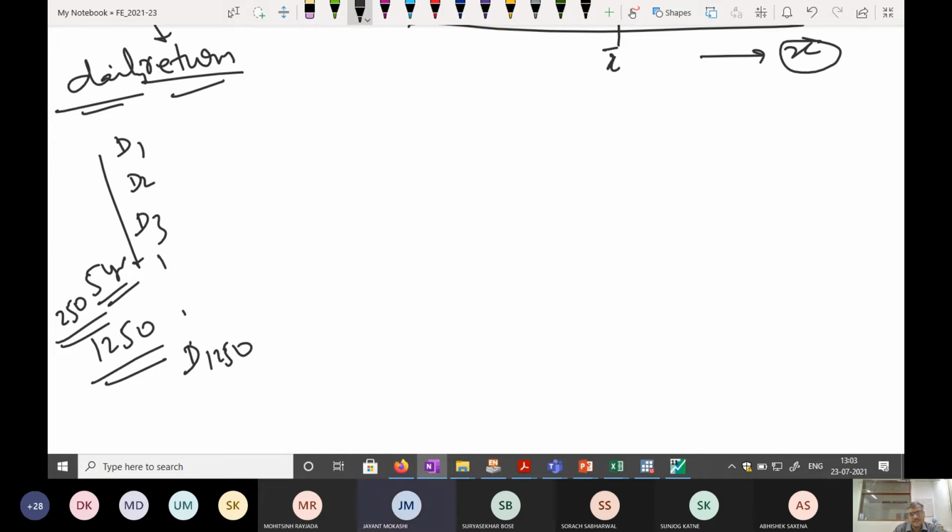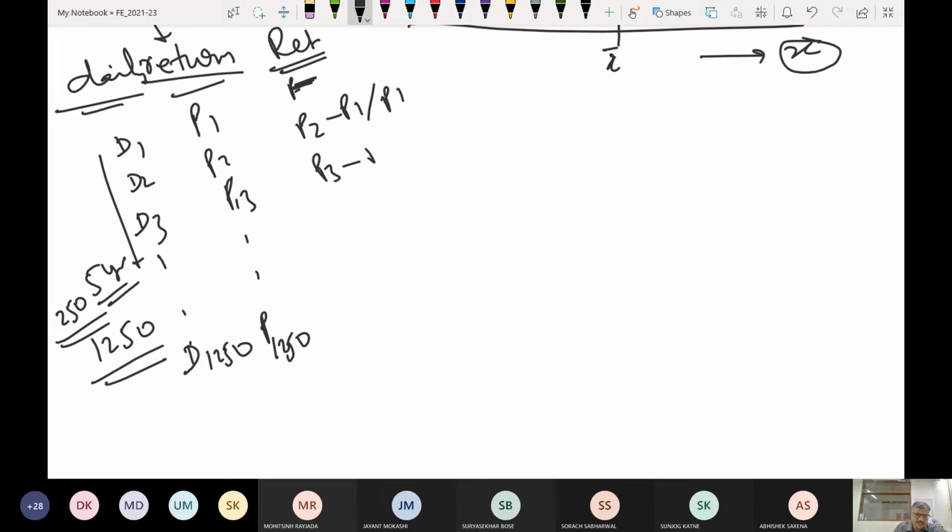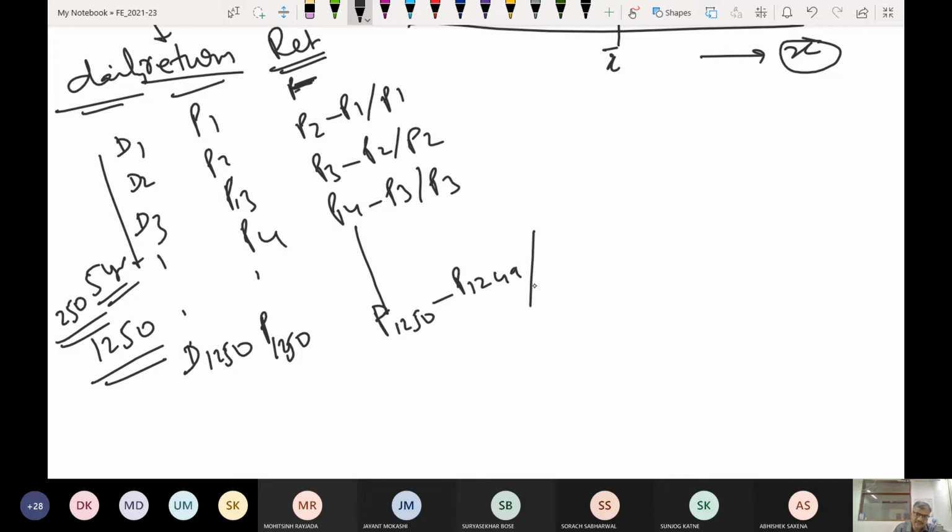Yes, sir. So I'm saying prices, daily prices are there. Prices can be converted into returns. When I say return, start with this: P2 minus P1 by P1. This is P3, so I'll say P3 minus P2 by P2. Like this is P4, so P4 minus P3 by P3. Are you clear? Likewise, I will be able to go till the last point, and I'll say P1250 minus P1249 divided by P1249. Mohit, are you with me?